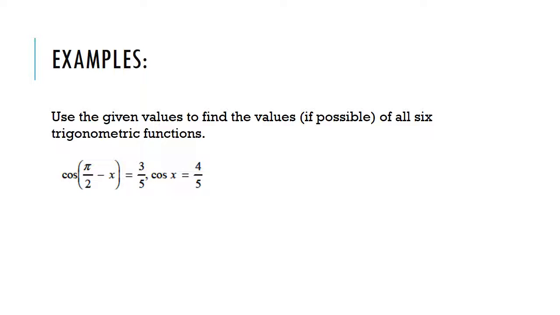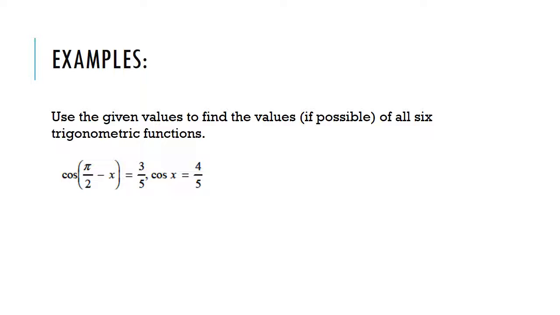So what we're going to do is find the 6 trig functions. We know that the cosine of pi over 2 minus x is 3/5, and the cosine is 4/5. Now, if you want to give this a try on your own, pause the recording and do that. If not, keep going and we will talk through it. Okay, if the cosine of pi over 2 minus x is 3/5, remember the cosine of pi over 2 minus x is the same as the sine of x. So we know that the sine is 3/5 and the cosine is 4/5.